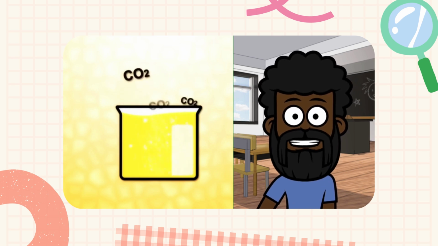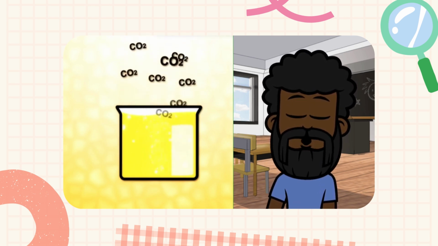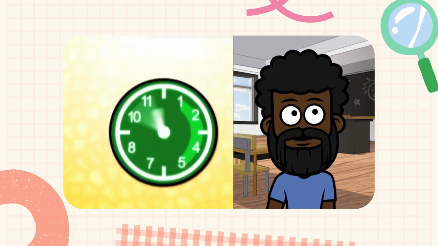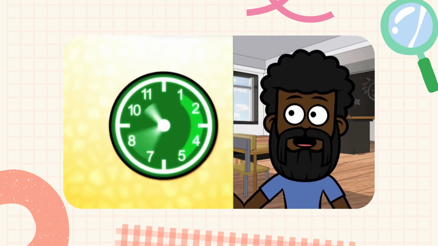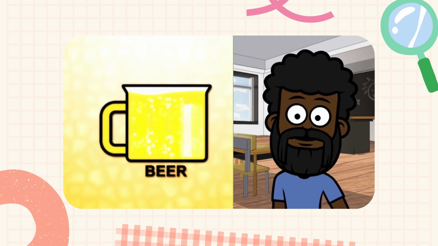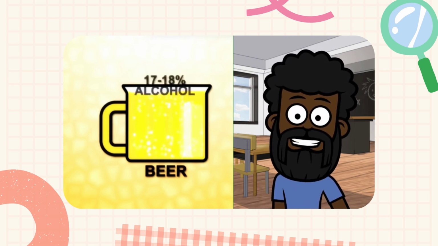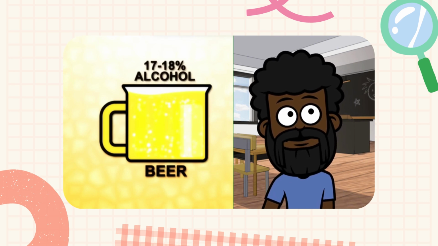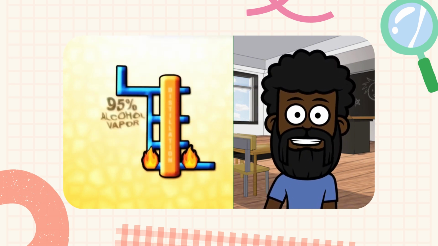Yeast is added. This process is called fermentation, where carbon dioxide is produced and sugar is converted into alcohol. It takes about 52 to 62 hours. And then they produce beer that has 17 to 18% alcohol.